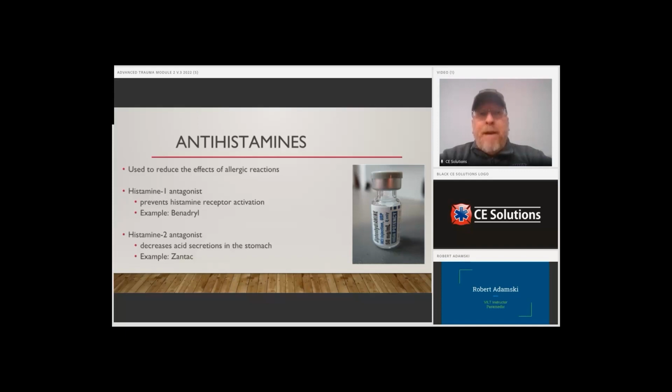Now there's two main types of antihistamines. You got histamine 1 antagonists such as Benadryl, and then you have histamine 2 antagonists, all right, such as Zantac, all right, and both of them block different chemical pathways that can help control severe allergic reactions.